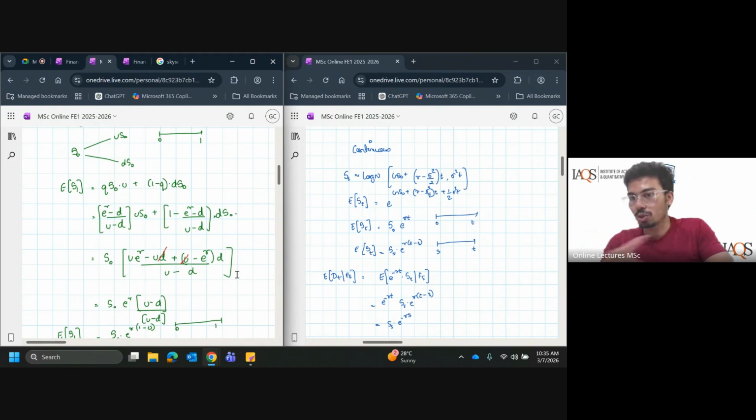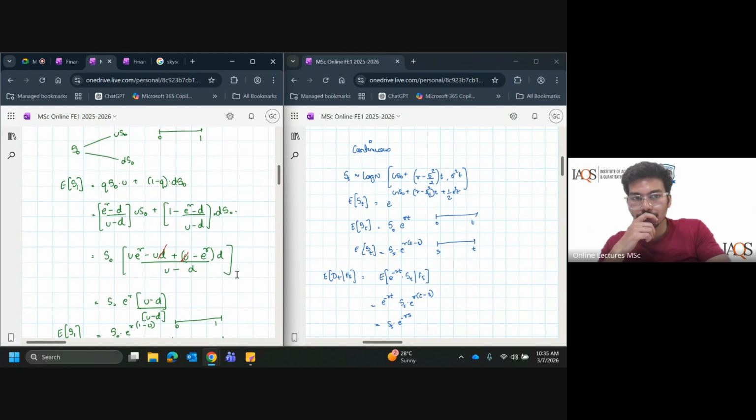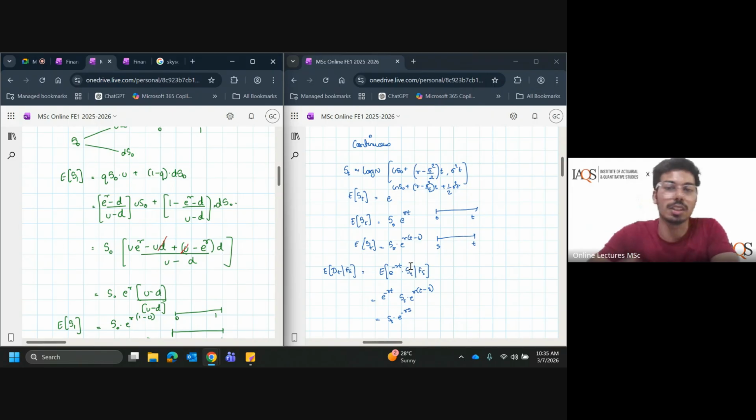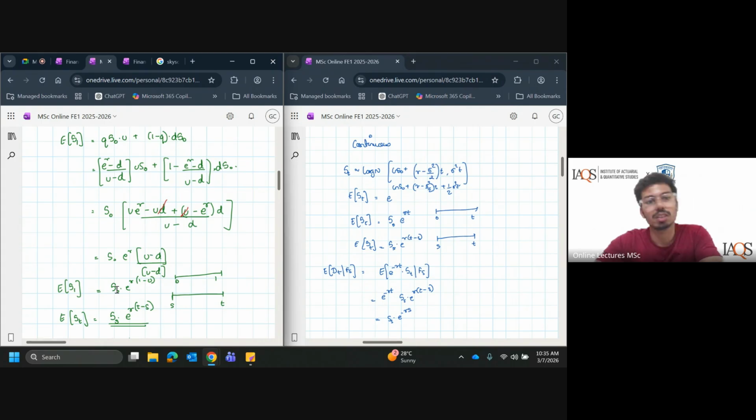Let me know however you want to scroll separately, discrete and continuous. I can scroll that separately. Continuous is one thing, so that you'll have. Discrete is this.